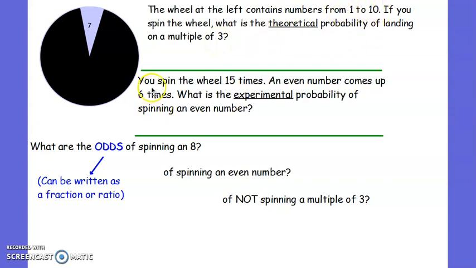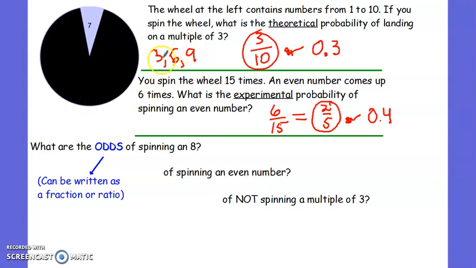And then also, if you spun the wheel 15 times and an even number came up 6 times, what's the experimental probability of spinning an even number? Think about those ideas, and then we'll talk on the bottom here about what it is to find the odds of an event.